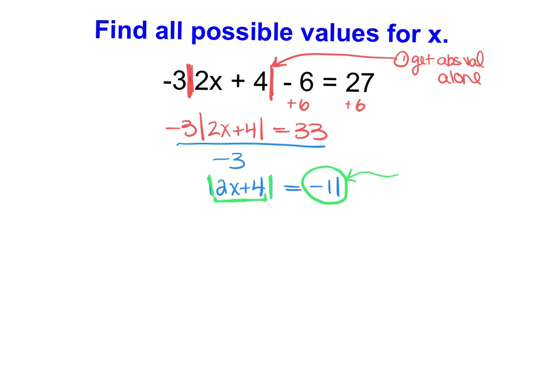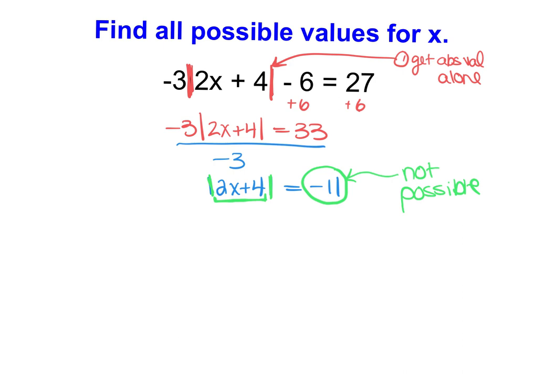And now that I have my absolute value alone, I can see that that's something that is not possible, right? So if you get your absolute value alone, you have it all by itself, and you can see that the absolute value function equals a negative number. We know that we can't have something that is a negative distance from 0.